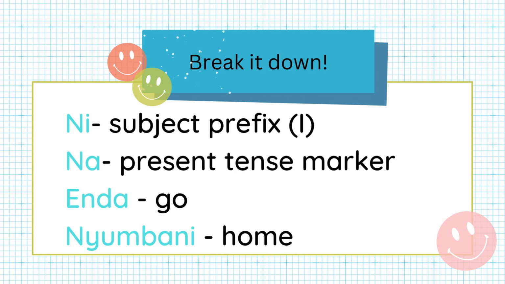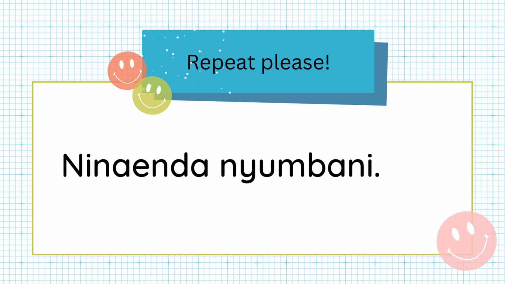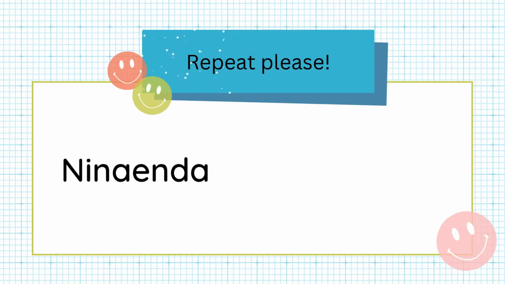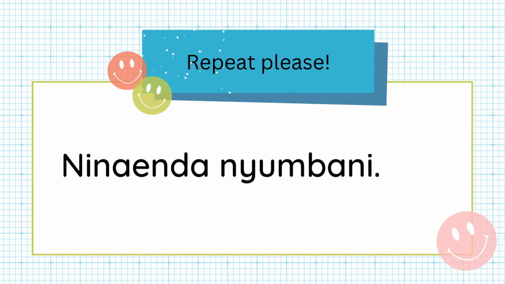So ni is the subject prefix for I. Na is the present tense marker. Enda is go. And then nyumbani is home. So ninaenda nyumbani simply means I am going home. Now repeat after me. Ninaenda nyumbani.